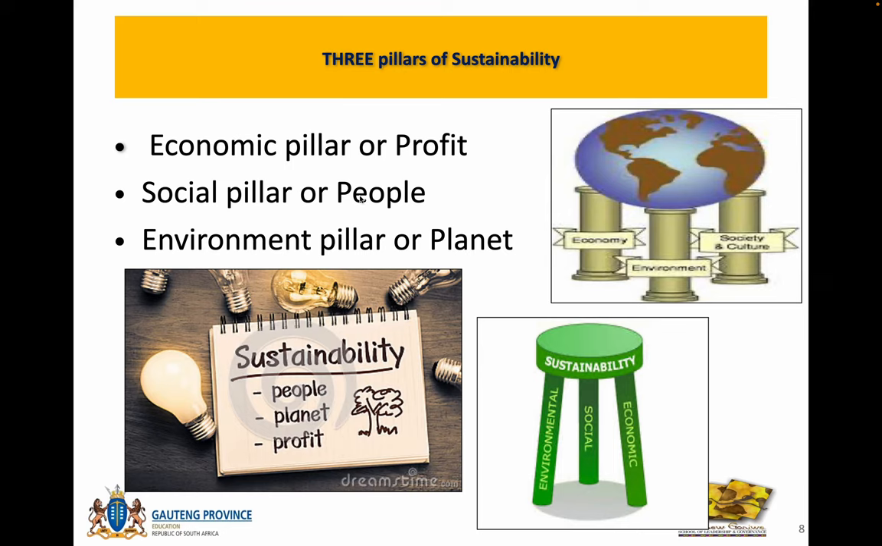So these are the three pillars that are important for sustainability for a business. So in order for a business to function effectively in sustainability, it needs these three pillars. So we will go further in terms of explaining each pillar.